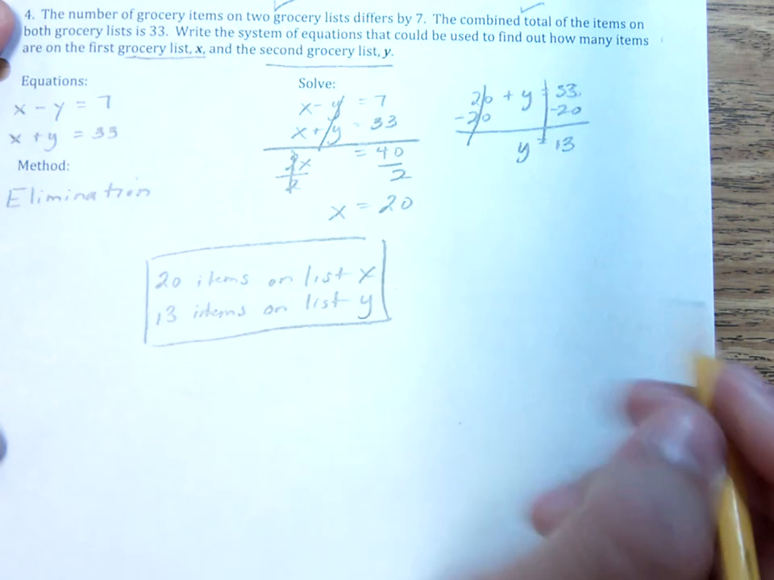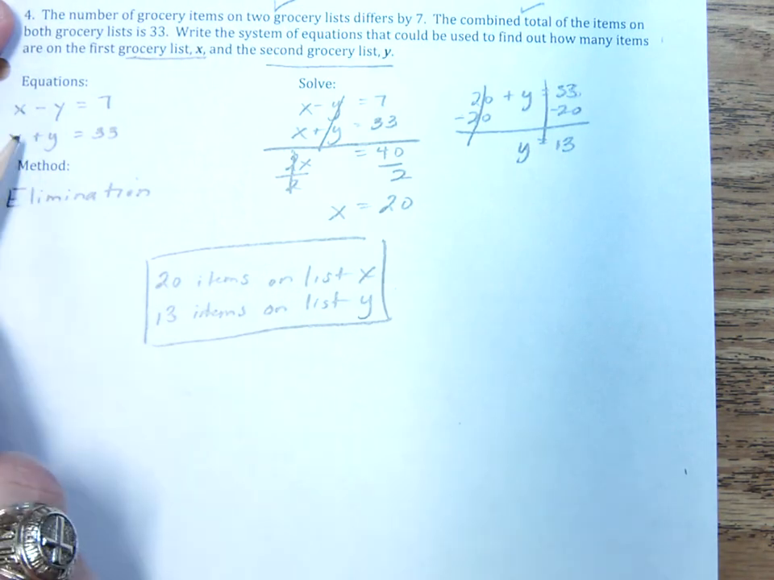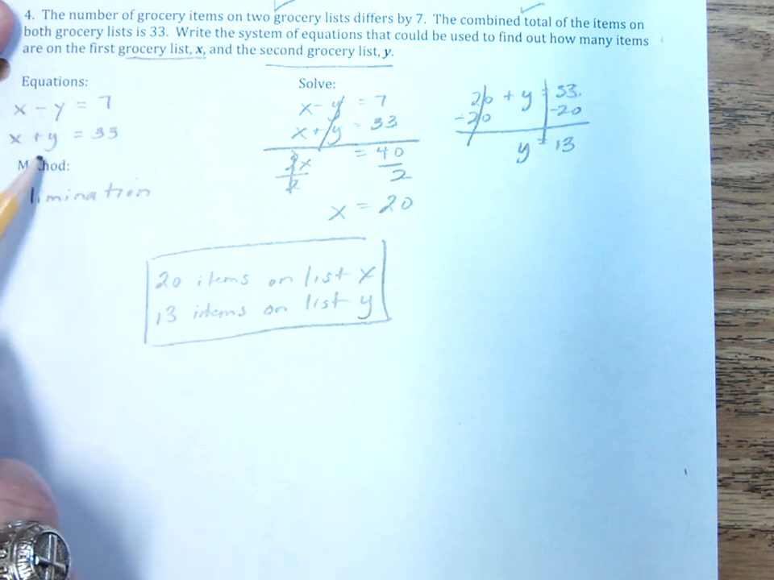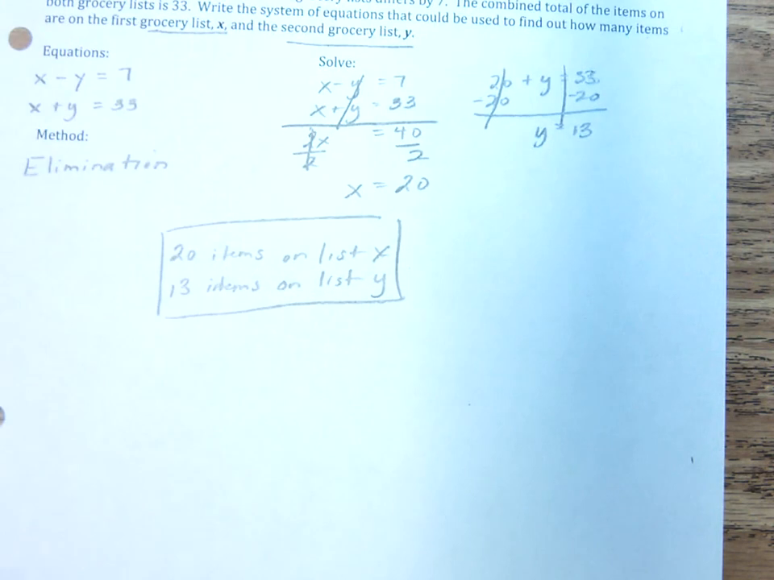Right, and there's the solution to that one. If I want to check it, is 20 minus 13 equals 7? It does. Does 20 plus 13 equal 33? It does. So it works in both equations. And again, that's it. And the reminder here, the difficult part is not solving these equations. The difficult part is being able to translate or write the equations from the word problem.